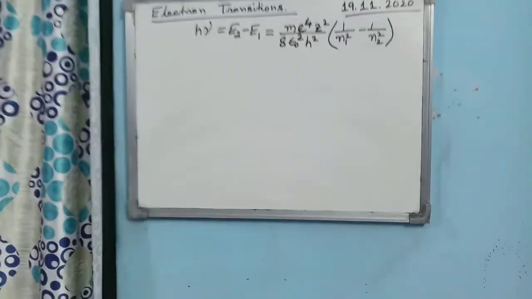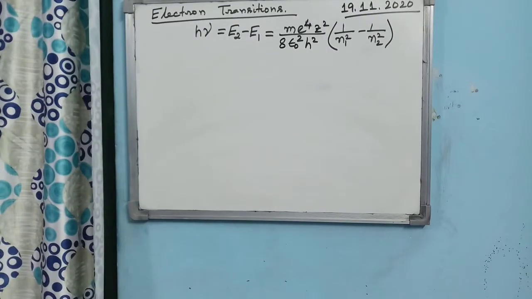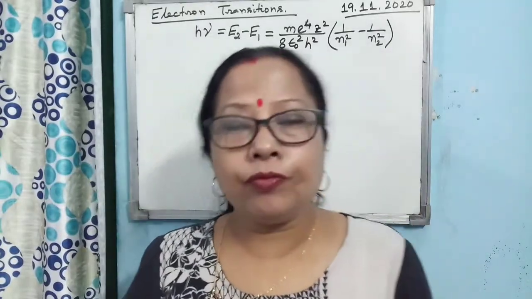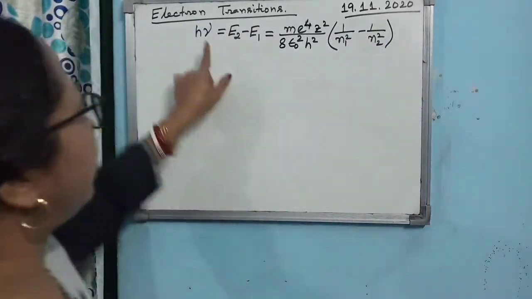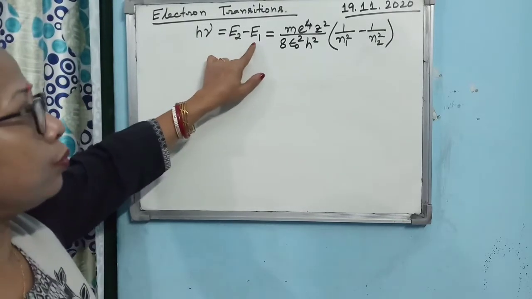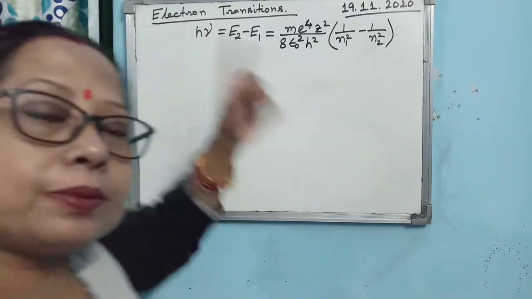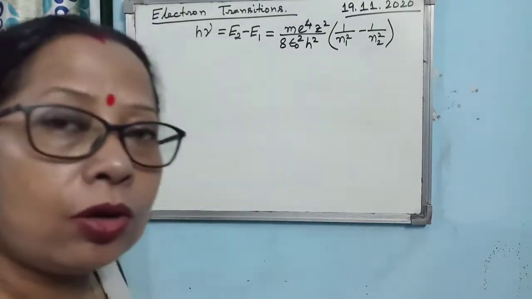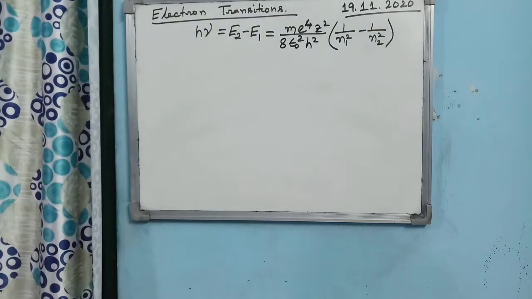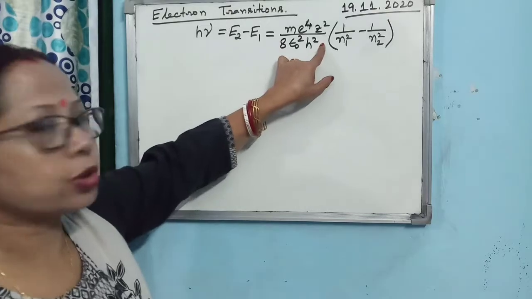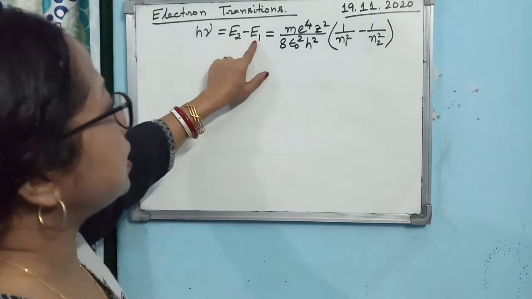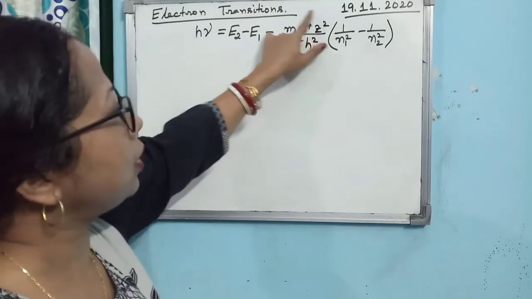Now you see, if you consider the transition of electron according to the third postulate of Bohr, we know that if nu be the frequency of the radiation emitted, then h nu is equal to E2 minus E1. So if you substitute the expression for E, you know that E is equal to minus m e to the power 4 z square by 8 epsilon naught square h square n square. There is a negative sign. So when it will be E2 minus E1, then you see all these quantities will remain same.